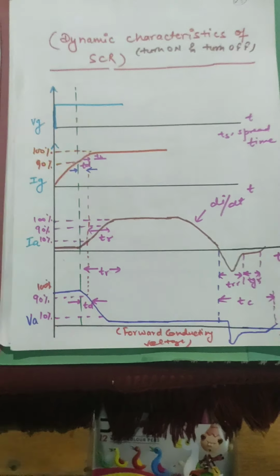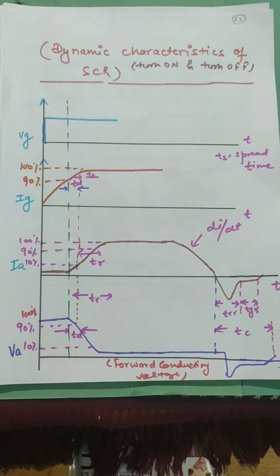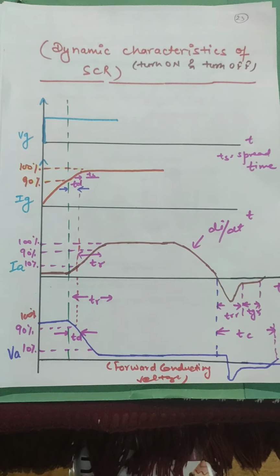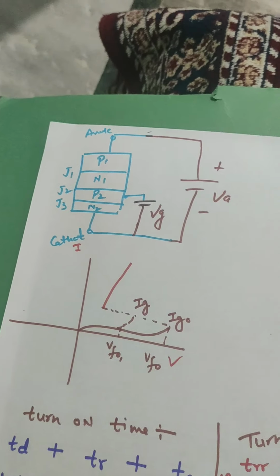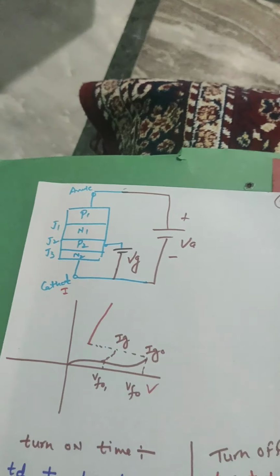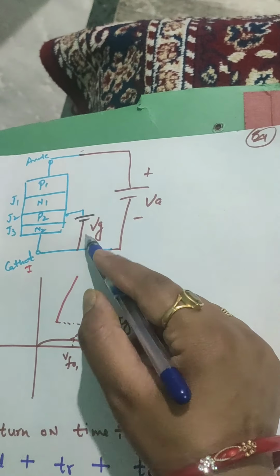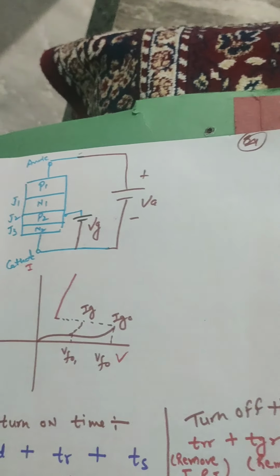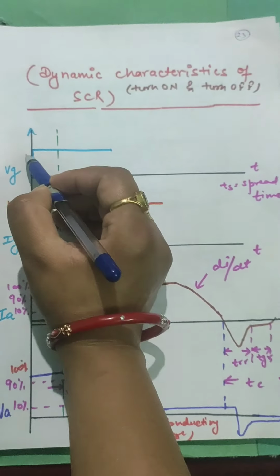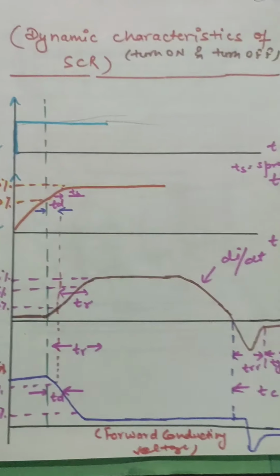Okay. So, SCR will turn on after the gate current is applied, or after gate voltage. If we give the positive gate voltage, this one is positive gate voltage. Gate voltage will remain positive for the turn on method.